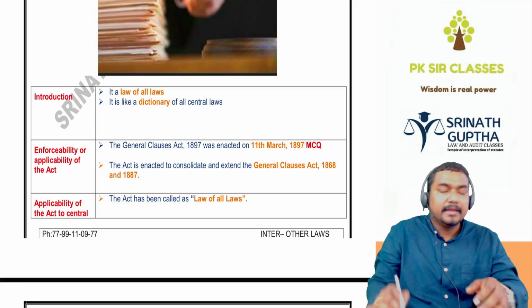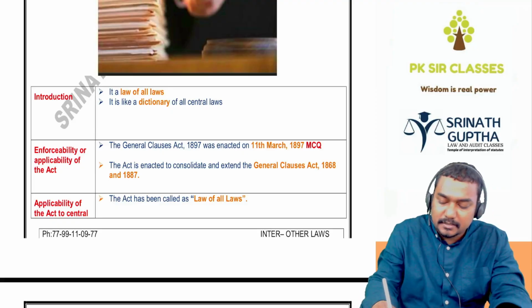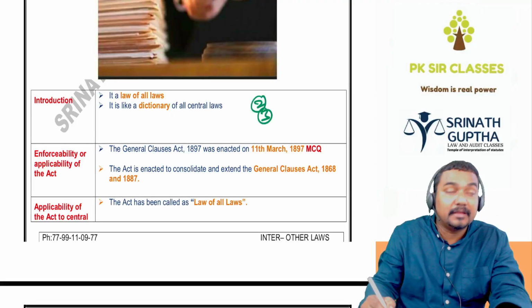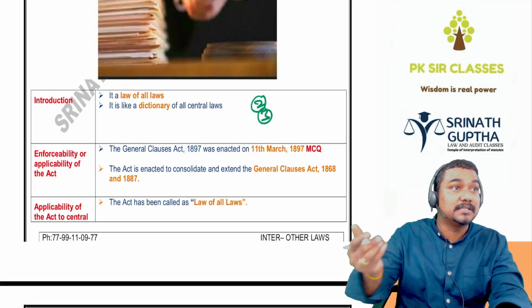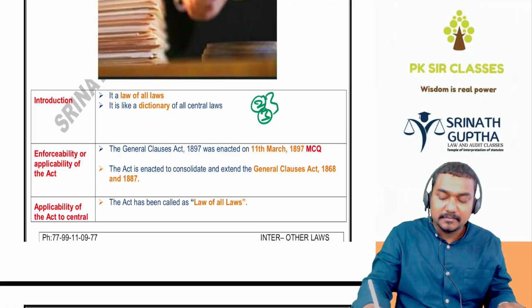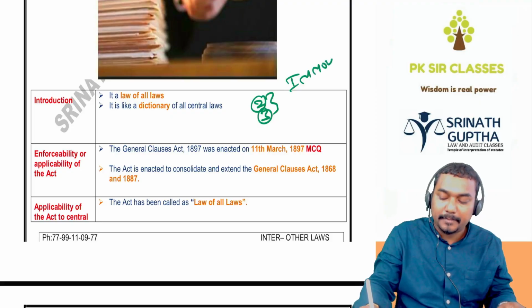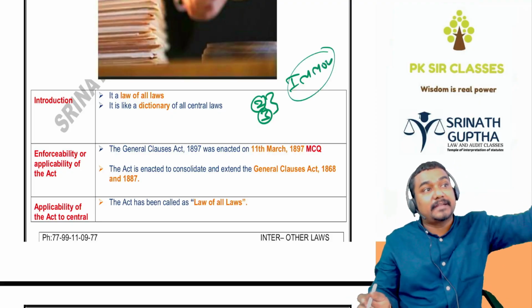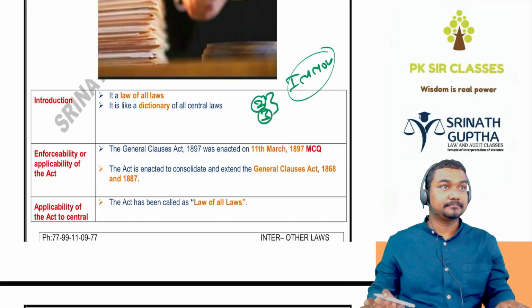For example, beta, in every act, section 2 or section 3 will be there to give the definitions of the words used in the act. Say one act uses the word immovable property, but that word is not defined in that act. We will take it from the GCA.